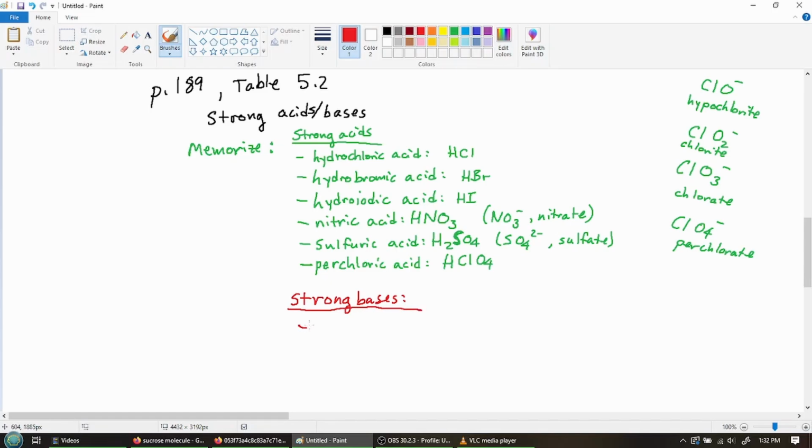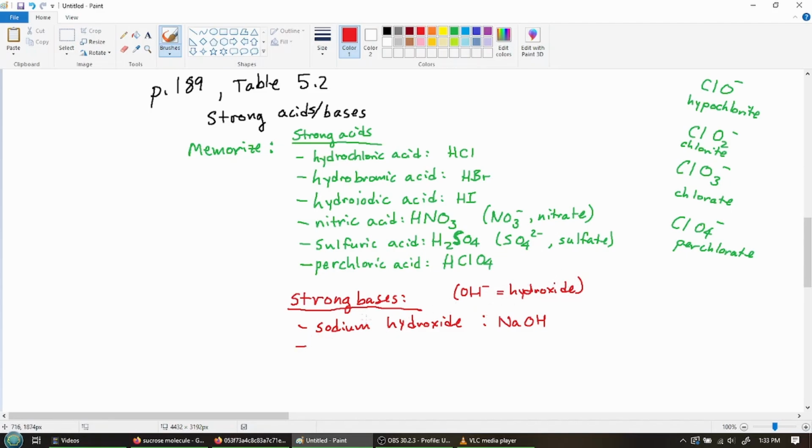The first of these will be sodium hydroxide. And you'll see very quickly, all of these will be some form of metal hydroxide. So this one is NaOH. Remember that OH minus equals hydroxide. So that's one polyatomic we want to have memorized as soon as we can.